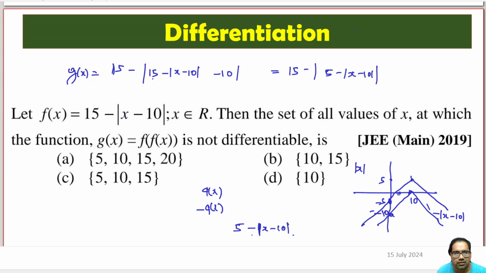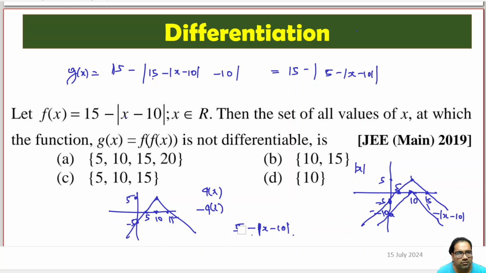This becomes minus 5, and this point, what is this? This point is 5, this point is 10, this point is 15. Right, so what roughly we'll get? We'll get something like this. This point is 10, this point is 5, this point is 15, and this point is what? This point is 5, and this point is minus 5. Right, 5 minus absolute value of x minus 10.